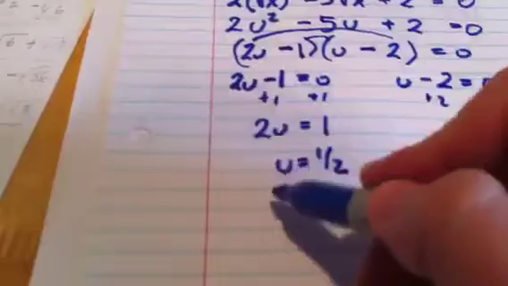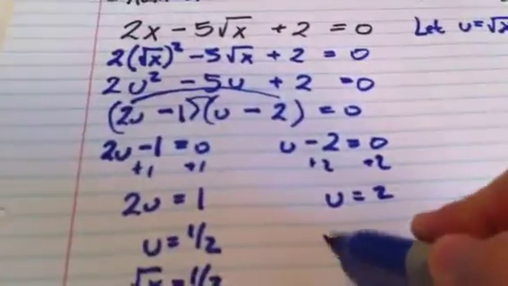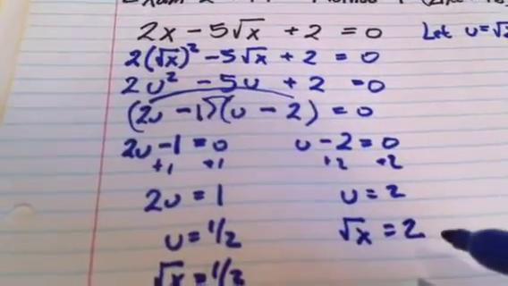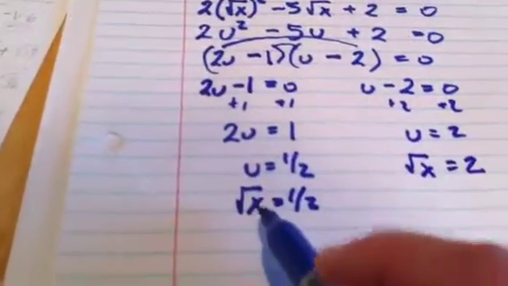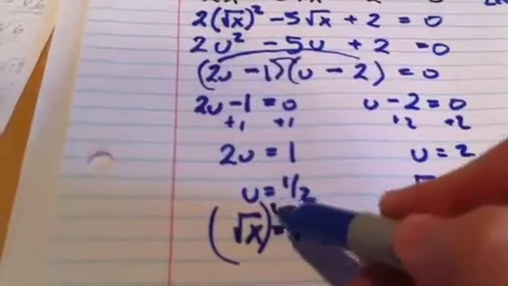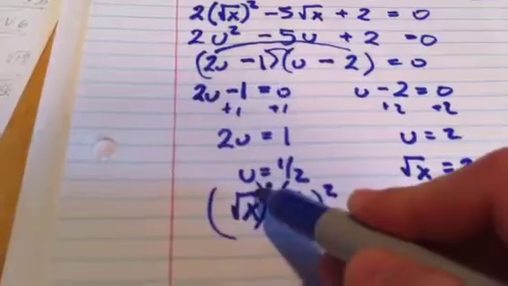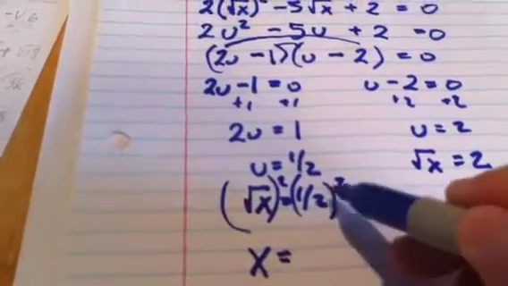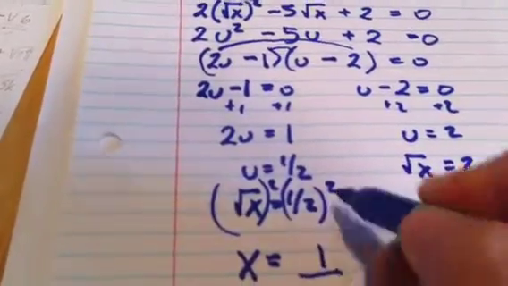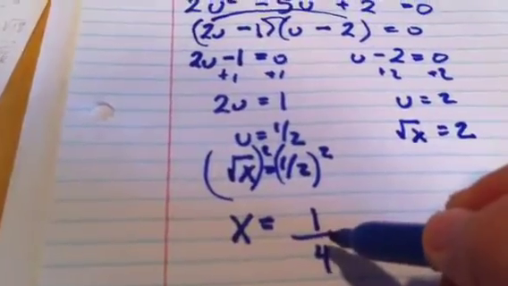So if u equals 1/2, the square root of x equals 1/2, and the square root of x equals 2. Just substituting the u with the square root of x. So now solve each one of these. Undo that square root by squaring both sides. So remember, the square and the square root undo each other. So x is 1/2 squared. Square the top, 1 squared is 1, square the bottom, 2 squared is 4. So there's one of our answers.